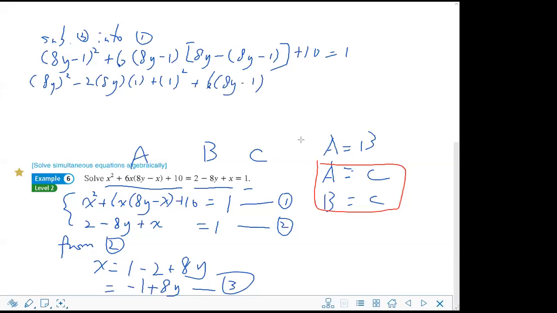And then here, can you see that when you expand this bracket, the 8y and 8y will be cancelled. And then this will become plus 1 because it's double negative, okay? So it's just a 1 here, okay? So plus 10 is equal to 1, okay? And then, so let me clear this part first.